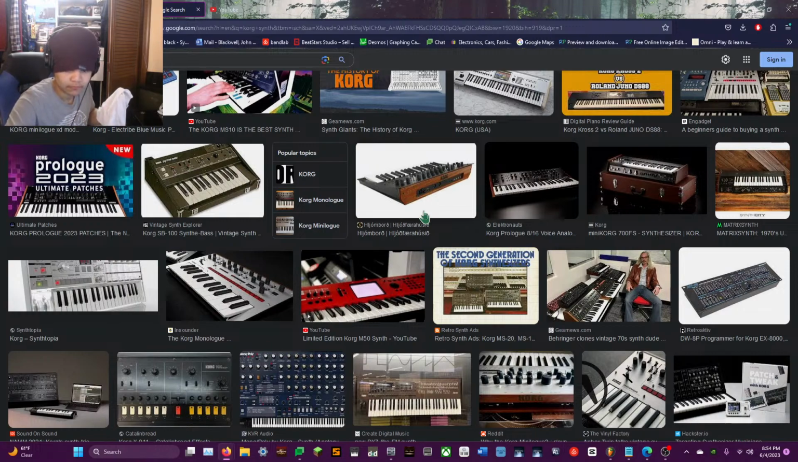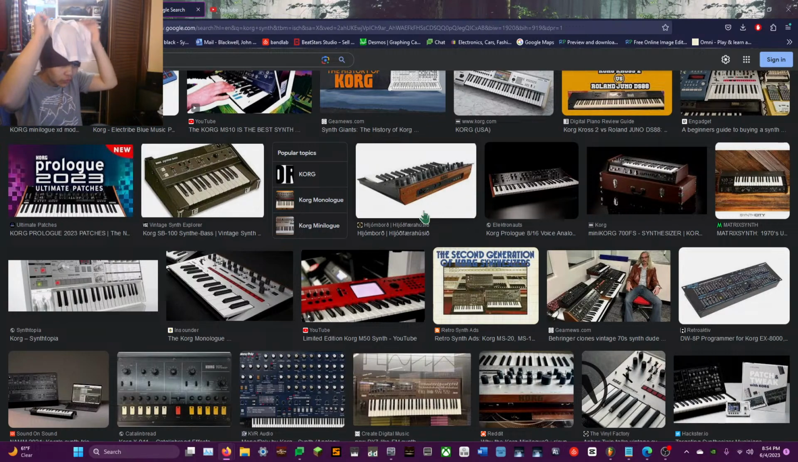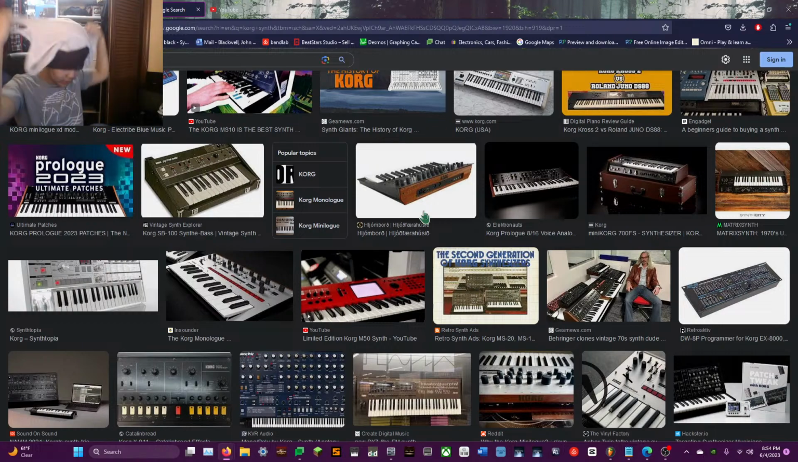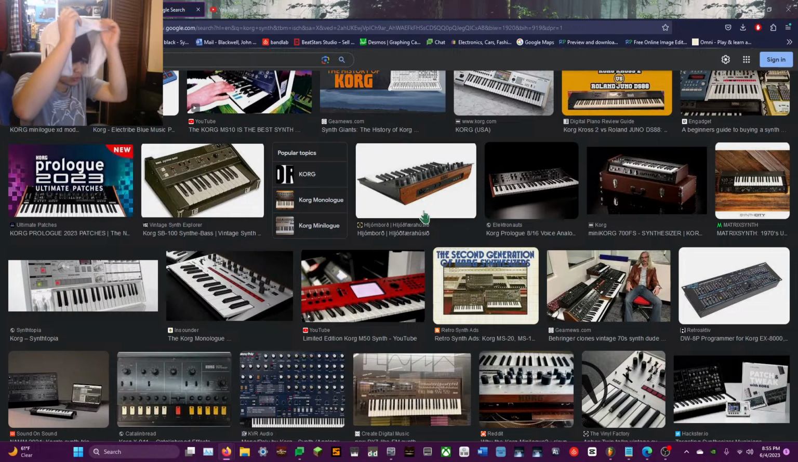Now, there's one synthesizer that I just do not like at all, and it's not because of any reason other than the fact it's ugly. It's the Korg Monologue. I like the Minilogue, and I like a lot of Korg stuff. Now, like I said, if we're including workstations, Triton, 100%, no question about it.